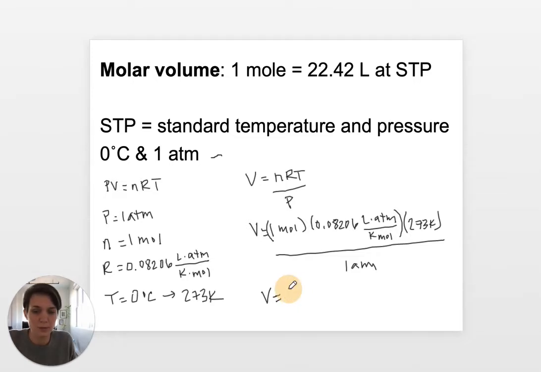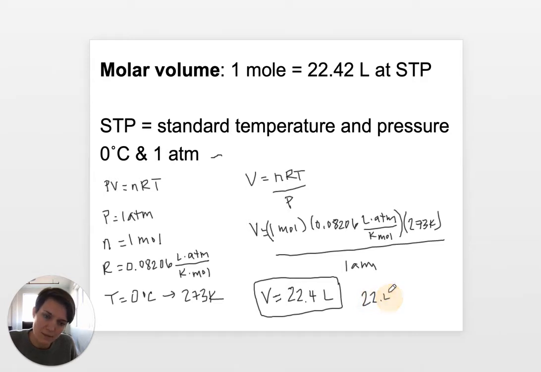I get 22.4. All right, so that's pretty cool. We now know that any gas at STP, 22.4 liters, is going to be the volume occupied by 1 mole. This should look a lot like a conversion factor because that's what it is, and we're going to be using it in gas stoichiometry.